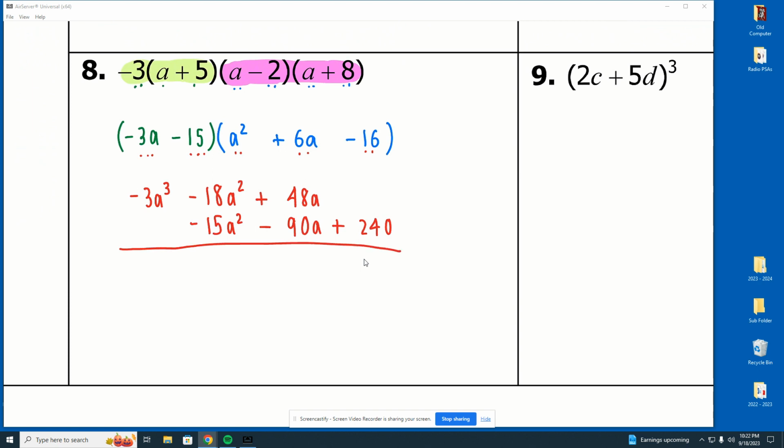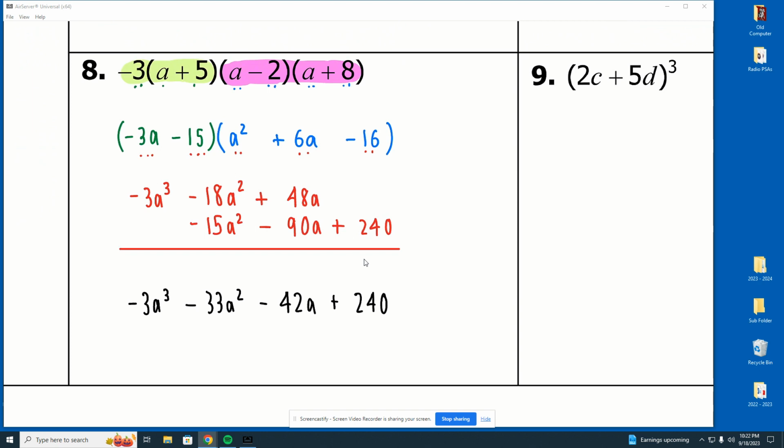So let's combine some like terms, and here is our answer: negative 3a cubed. What is negative 18a squared minus 15a squared? That's negative 33a squared. What is 48a minus 90a? Well, that's negative 42a plus 240. And there you have it. Just like that.